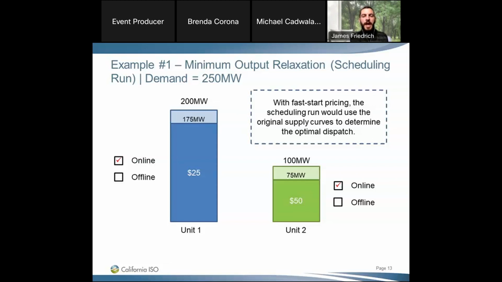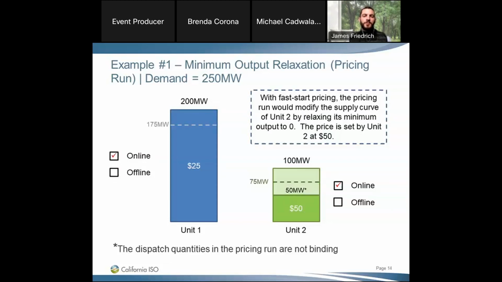And so this would be the actual dispatch instruction sent to the unit, but this run does not calculate the prices that would be set in this market run. So if we go to the next slide, this is what would happen in the pricing run. Now, the dispatch quantities calculated in the pricing run are not binding, meaning that these dispatch instructions are not the ones that are sent to the units to actually follow.